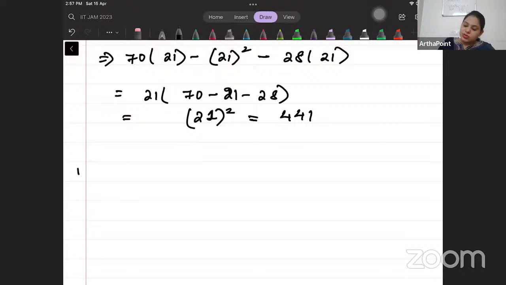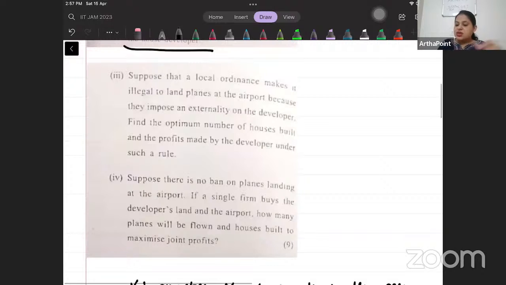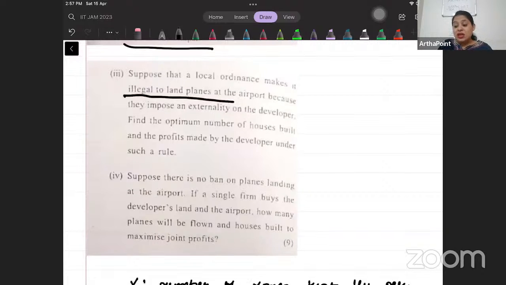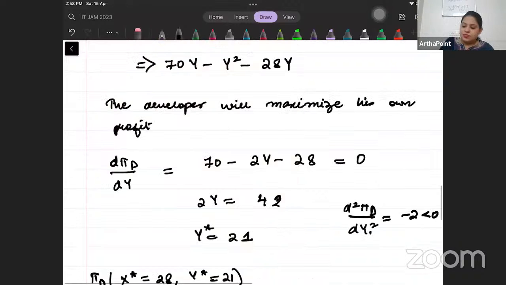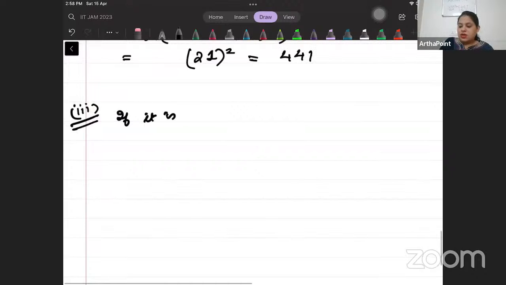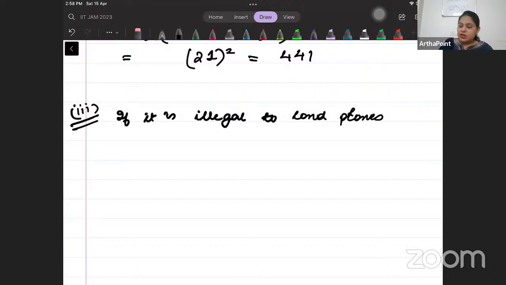Okay, let's come to the third part. This says now, suppose that the local ordinance makes it illegal to land planes at the airport. So now you cannot have planes anymore, because they impose externality on the developer. Find the optimum number of houses that will be built and the profit. Very good. So if it is illegal to land planes and no planes can be landed, x becomes 0.